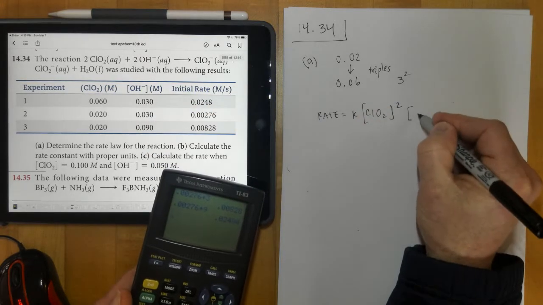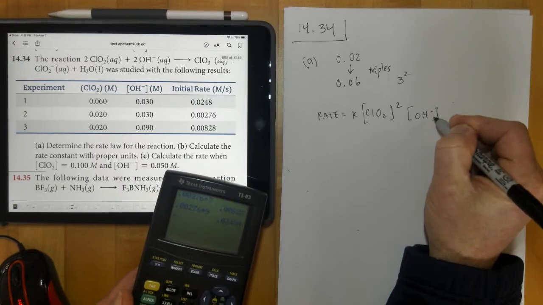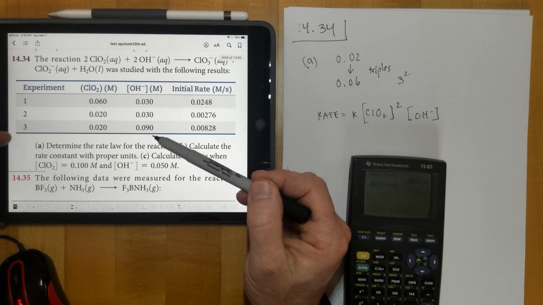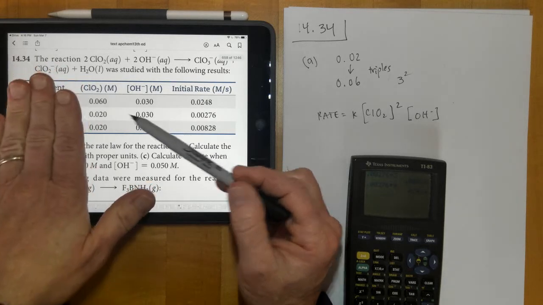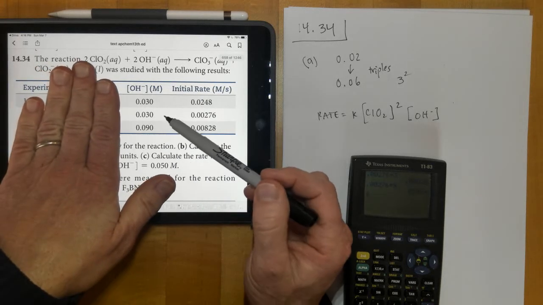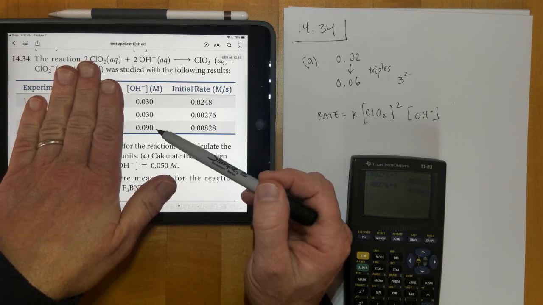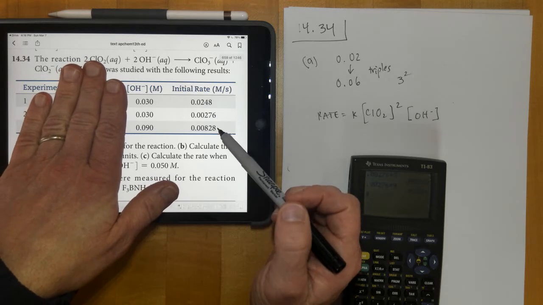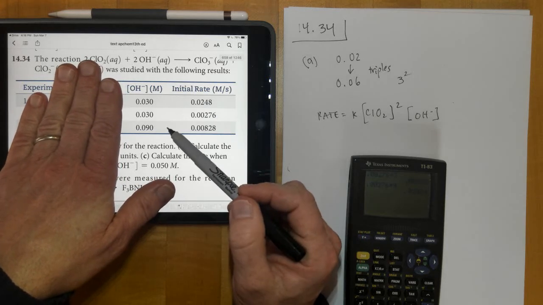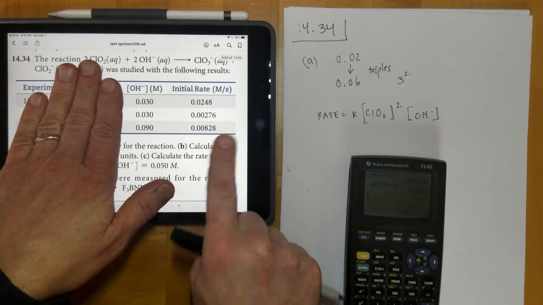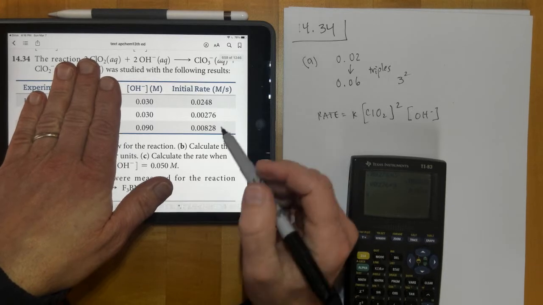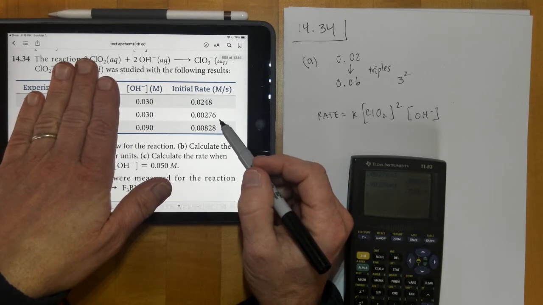Now we still have to figure out what power OH- is to, and so to do that, let's compare experiments 2 to 3. Because if we do 2 to 3, now ClO2 is held constant, and we can see that OH- triples from 0.03 to 0.09. And then let's find out what happens to the initial rate. If the initial rate also triples, just like the concentration triples, then it's first order. If the initial rate would increase by a factor of 9, like 3 squared, then we would say that it would be to the second power.